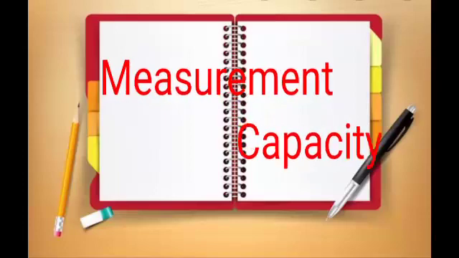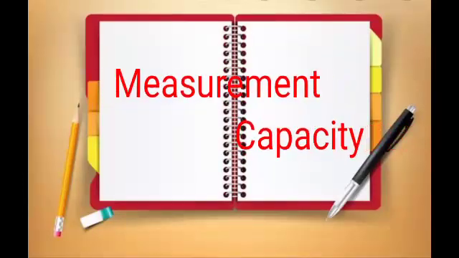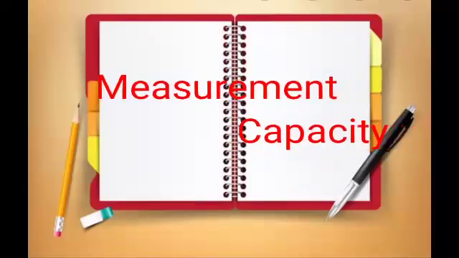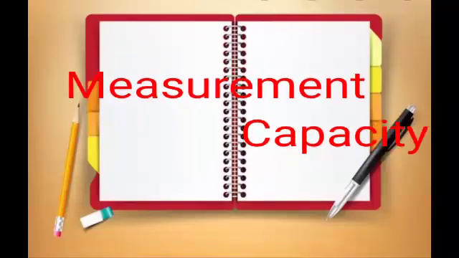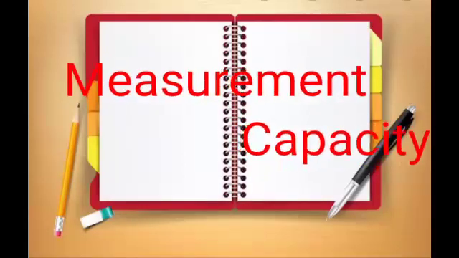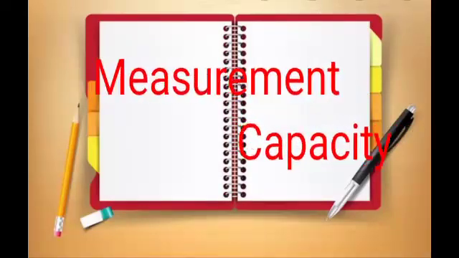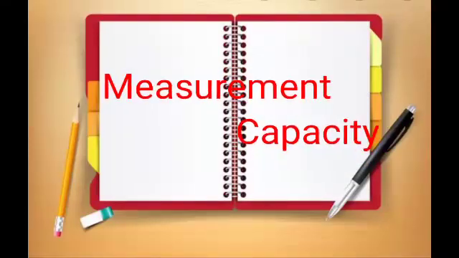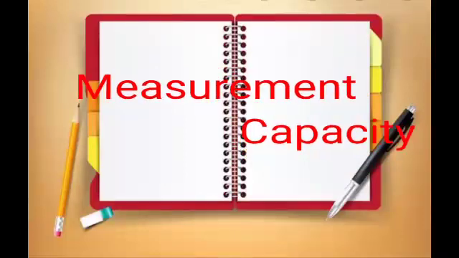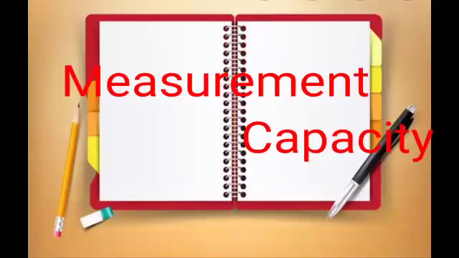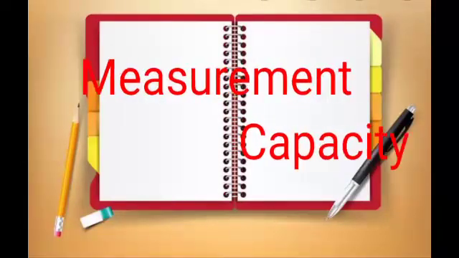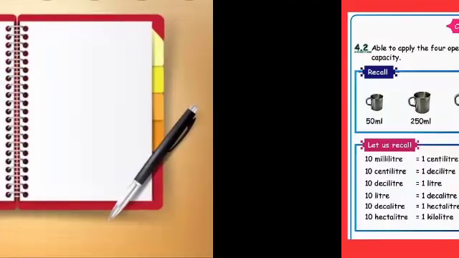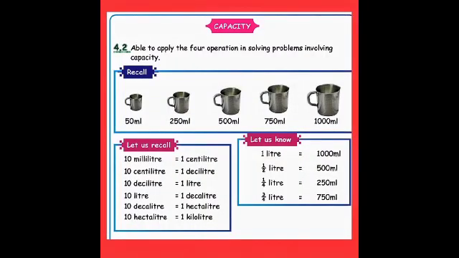Capacity means the amount that a container or a space can hold. For example, we can say that a tank has a capacity of 1000 liters. That means the tank can hold this much water. Okay, see this picture. We have different types of containers which have different capacities.